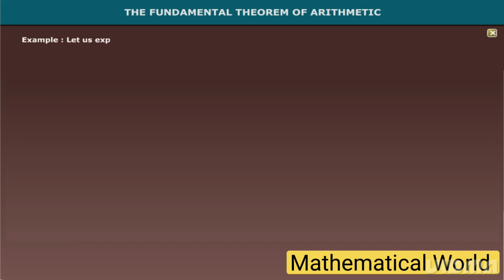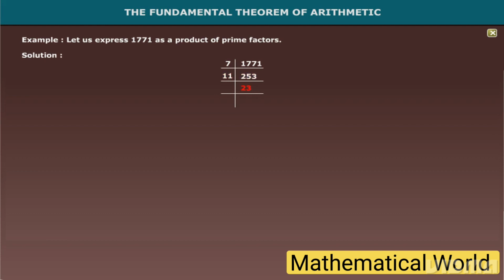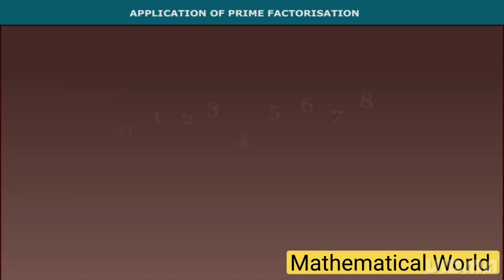Example, let us express 1771 as a product of prime factors. Solution. On dividing 1771 by 7, we get 253. On dividing 253 by 11, we get 23. On dividing 23 by 23, we get 1. Therefore, prime factors of 1771 are 7, 11, and 23.